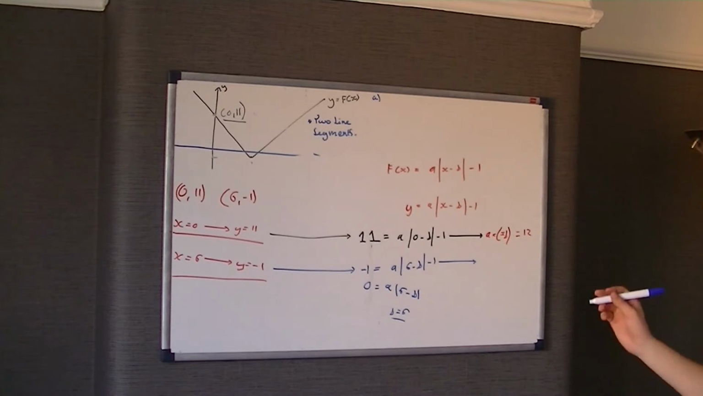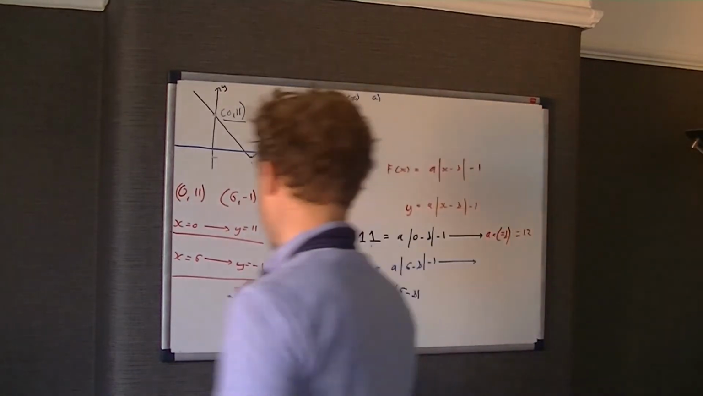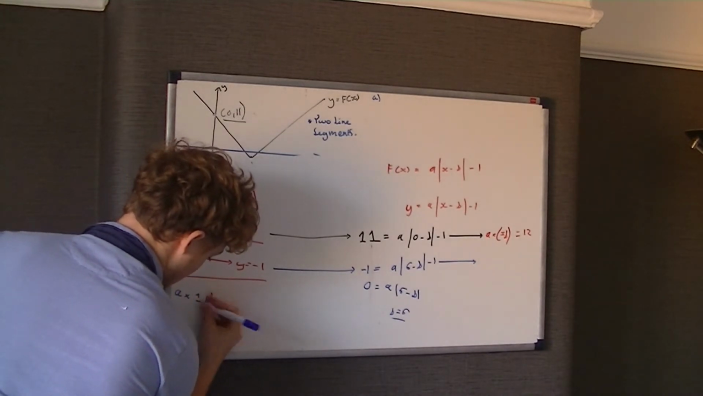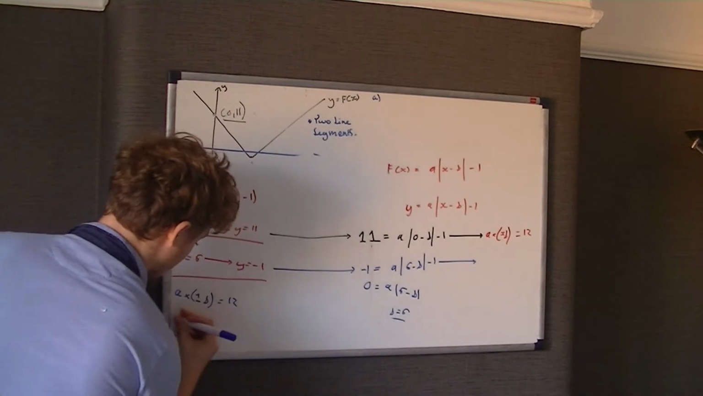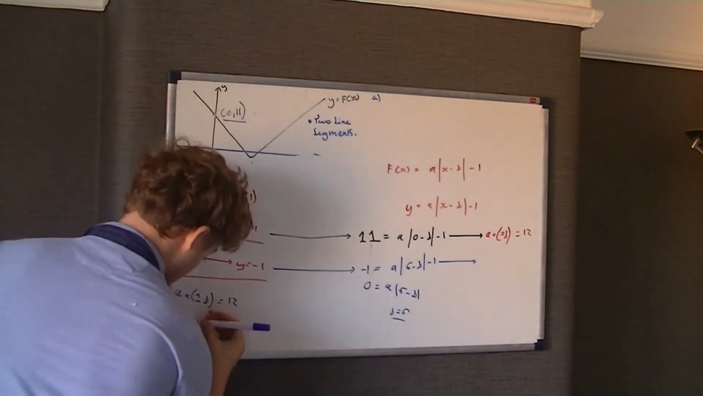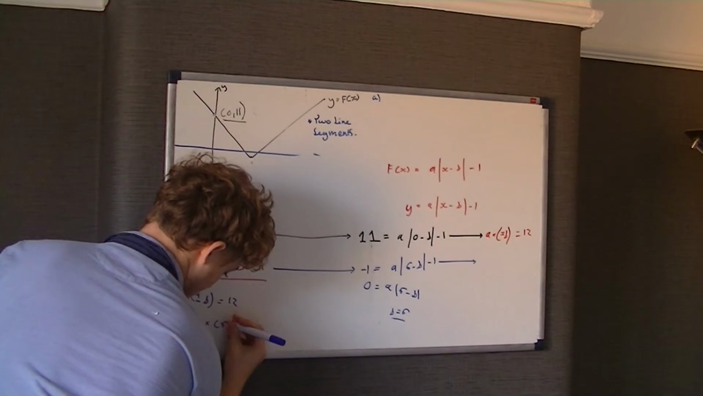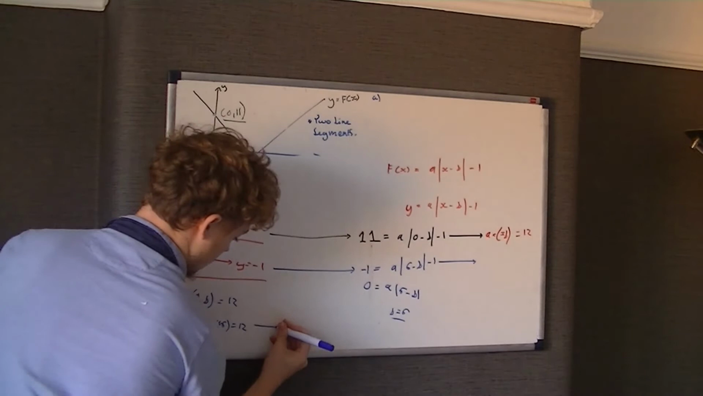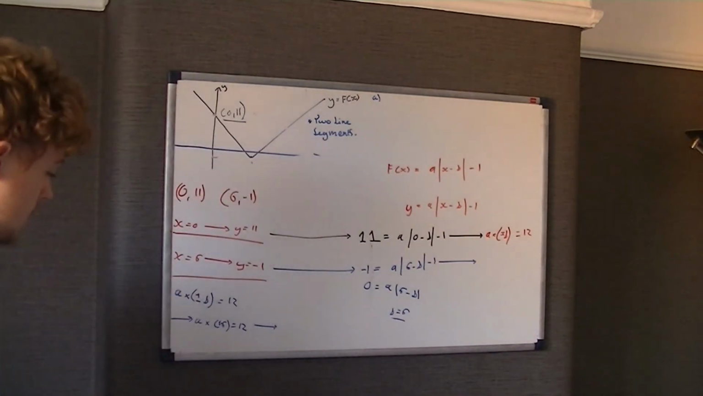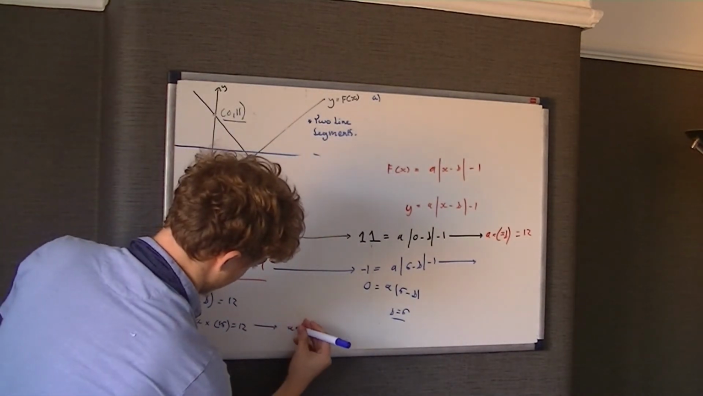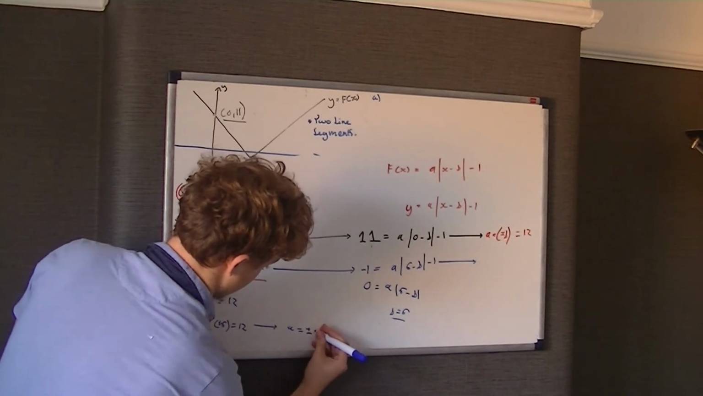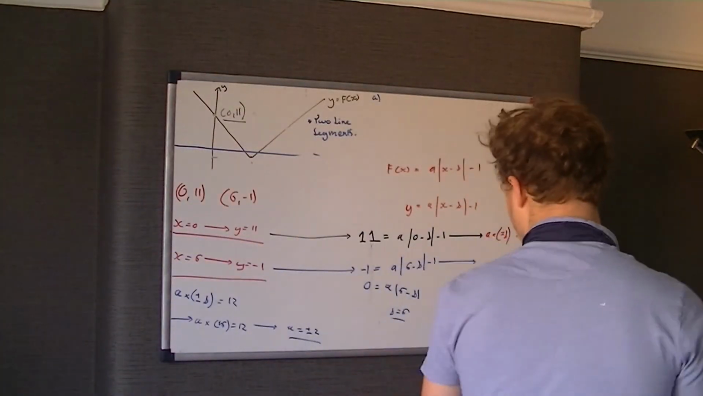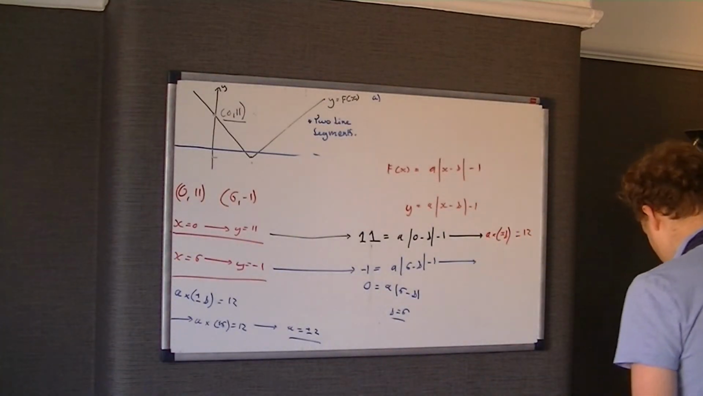So if we go back to our other equation, what we've got here is we said a times plus or minus b is equal to 12. Now we know what b is. B is 6. So therefore, a times plus or minus 6 equals 12. So if we rearrange this, we can say a is equal to plus or minus 2, because 12 over plus or minus 6 is plus or minus 2. So therefore, a is plus or minus 2 and b is 6.